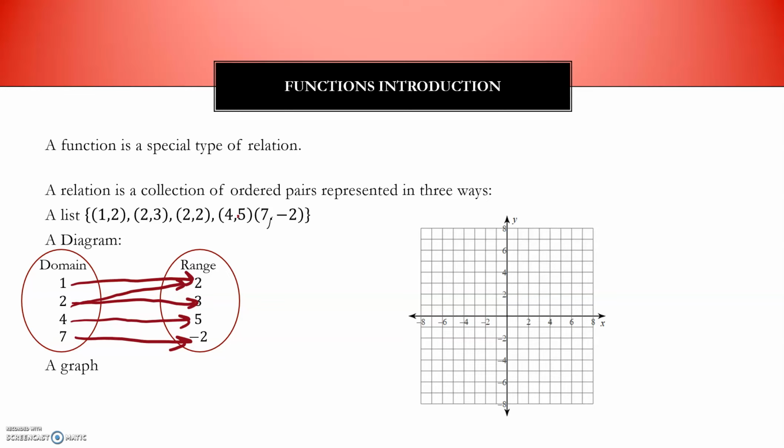I can also graph those ordered pairs. So I could graph (1, 2). I could graph (2, 3). I could graph (2, 2). I could graph (4, 5). And I could graph (7, -2). That is a relation. If you are graphing a relation, you should not connect the dots. Okay? So, when does a relation become a function?